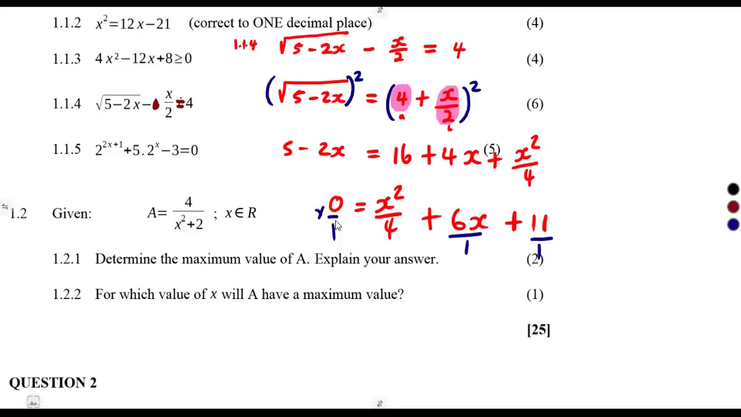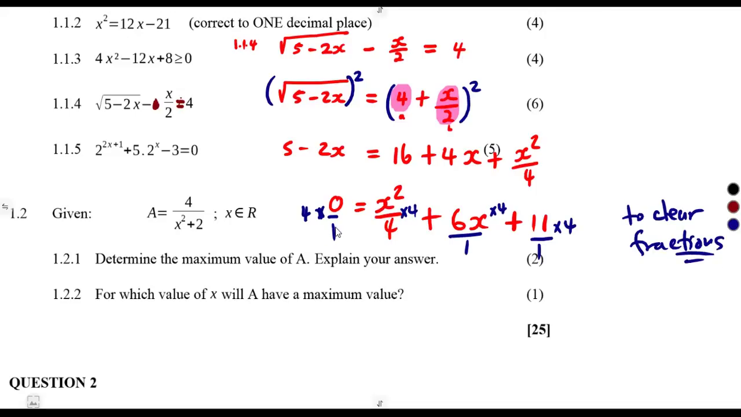So you multiply, guys, each and every term by what? By 4. You multiply by 4 here, by 4 here, by 4 here, by 4 here to clear the fractions. We want to clear the fractions.